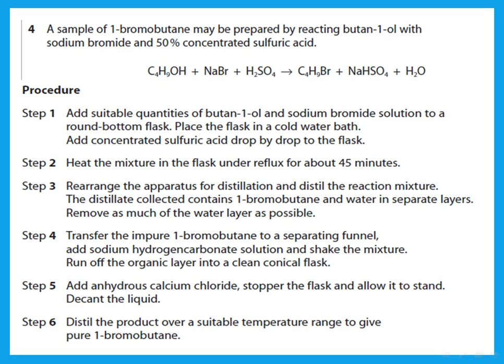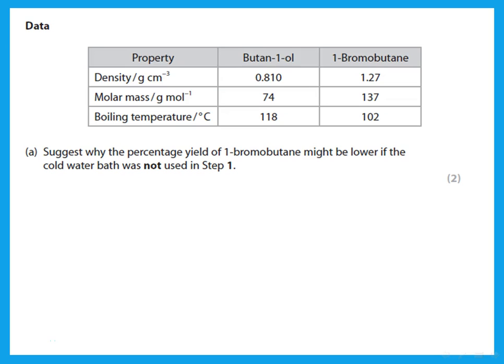Now in step 5, he adds anhydrous calcium chloride. You should remember in your mind that anhydrous calcium chloride is a dehydrating agent that soaks up any water from the solution or from whatever we're trying to dry out. Stopper the flask, allow it to stand, decant the liquid. Distill the product over a suitable temperature range to give pure 1-bromobutane. So he gives me a data table with density, molar mass, boiling temperature of each one.